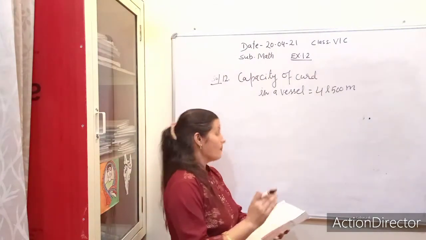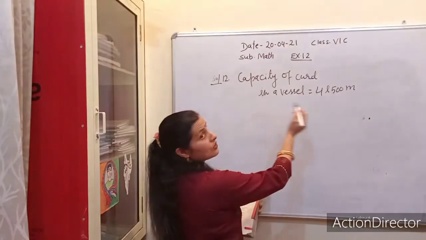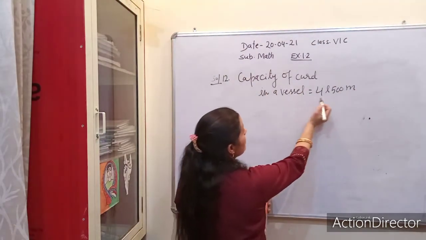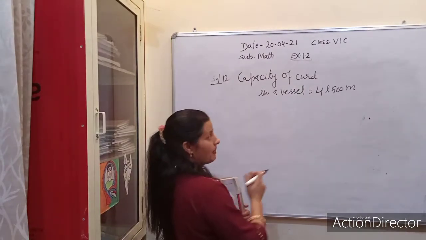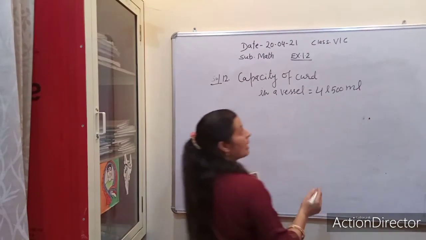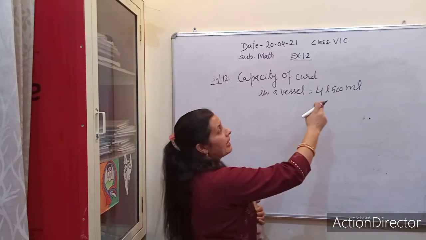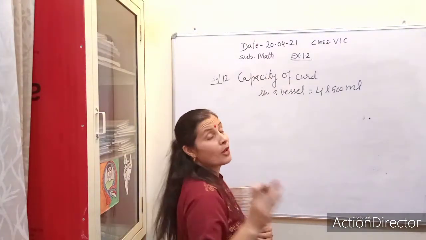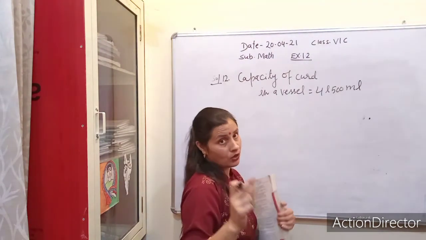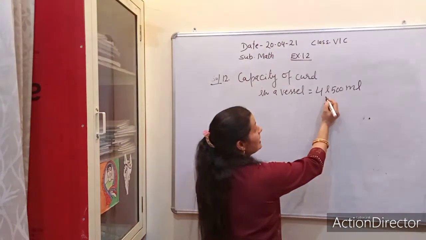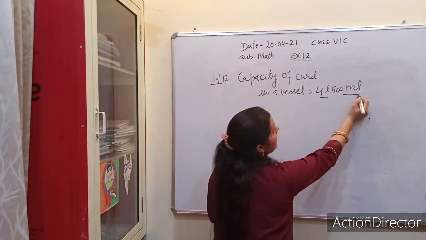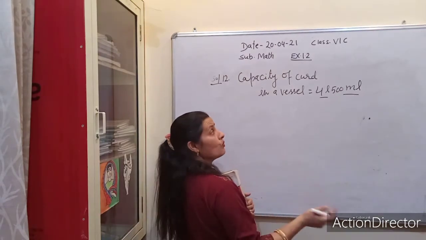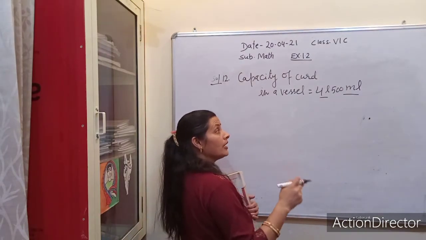Okay. So first we will mention here the things which are given. Capacity of curd in a vessel is 4 liters 500 ml. Here is ml. Capacity is always measured in liters and ml. Capacity is what is used for liquid. Okay. So you can see here again two different units are here. So we have to convert it into the same unit.